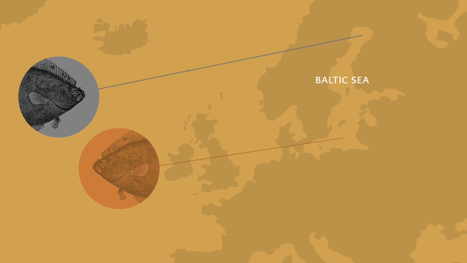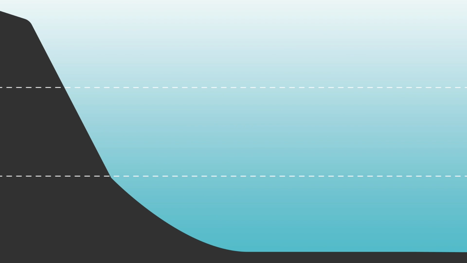Other types of isolation can lead to speciation. Reproductive isolation is also possible. In the Baltic Sea, 2 types of flounders can be found. The Baltic flounder and the European flounder. They look identical physically, but they do not interbreed.